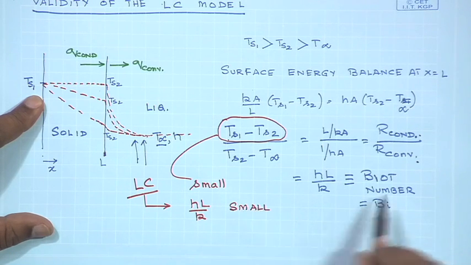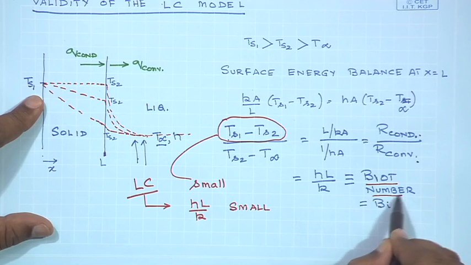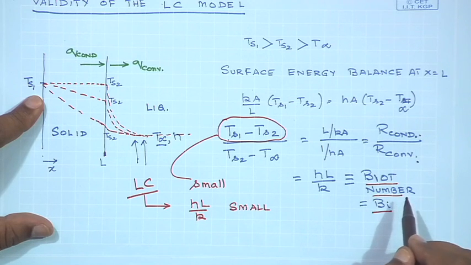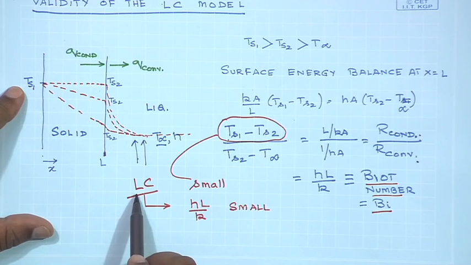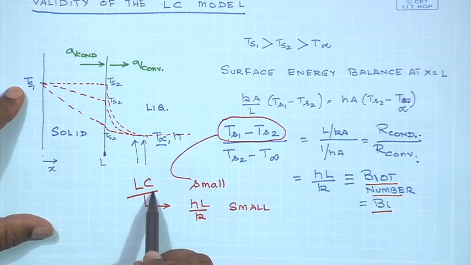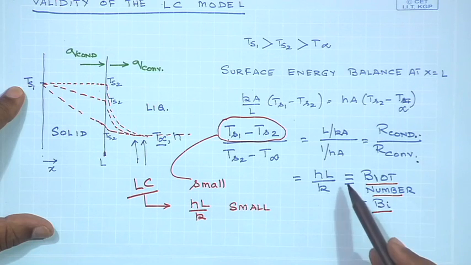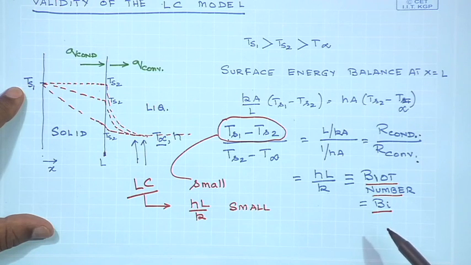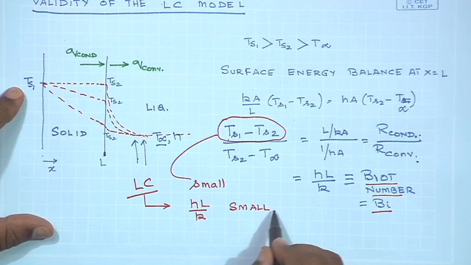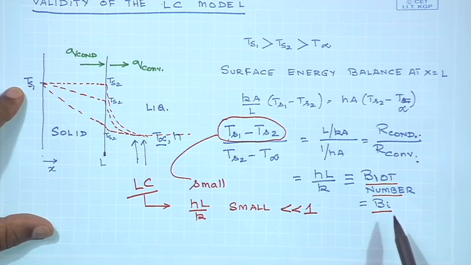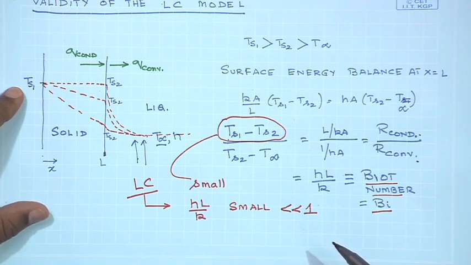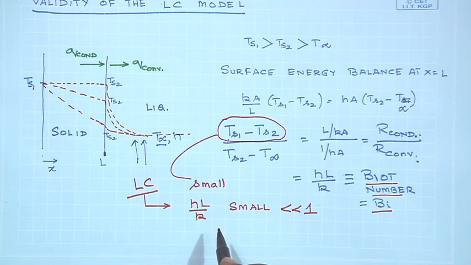So, a small value of Biot number essentially tells us that we can simplify the system using the lumped capacitance model. So, the Biot number is an indicator, that is, the Biot number has to be quite small in comparison to 1, and the small value of Biot number is an indication of whether or not we can use the lumped capacitance model.